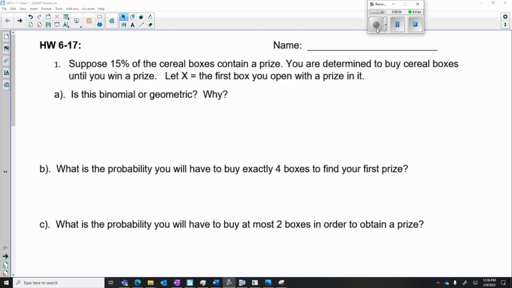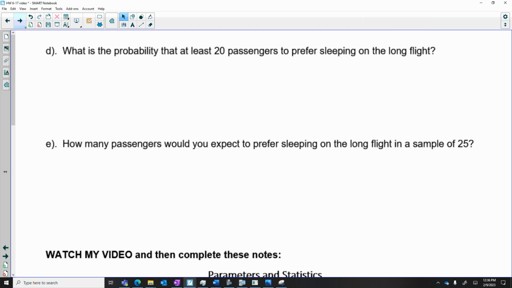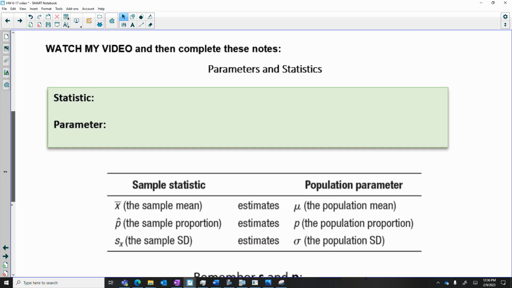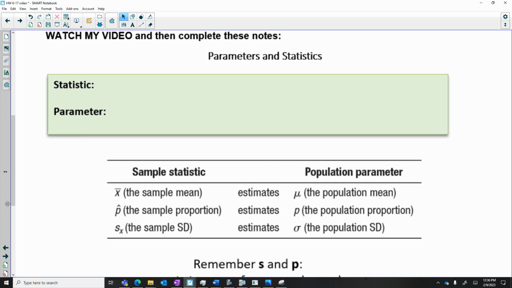All right, everyone, this is the video that you're going to use for the second page of homework 6-17. The second page should be down here. It says watch my video and then complete these notes. So this is going to be introducing chapter 7.